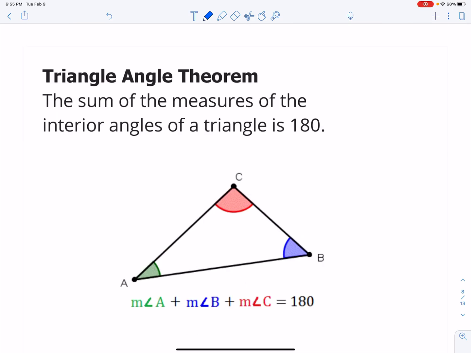Now, some of the theorems that we need to remember. Remember, the sum of the measures of the interior angles of a triangle is 180. It's the triangle angle theorem. So if I take angle A, angle B, and angle C, that's always going to equal 180 degrees.